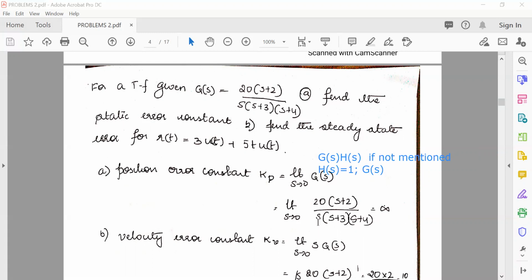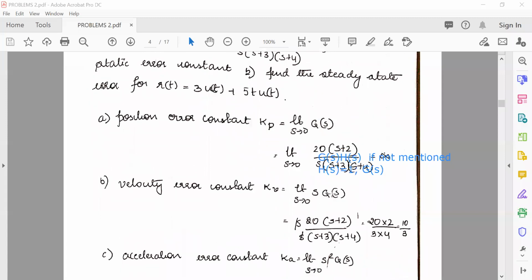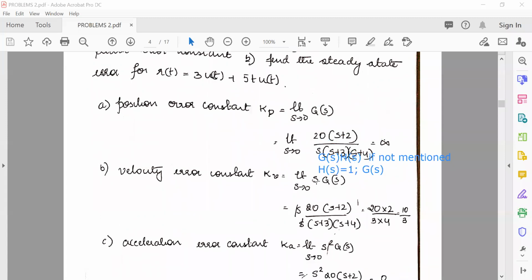What is the type of the system? Type 1. You have one pole at the origin, so it is type 1. For type 1, we have the velocity error coefficient, but the other two will not be there. Now coming to the next one, again here also it is s into g of s into h of s. H of s being 1, it is only s into g of s. S cancels. Again, substitute here.